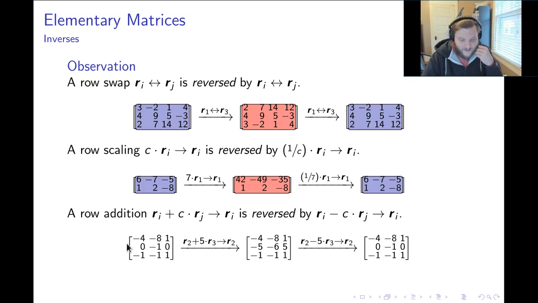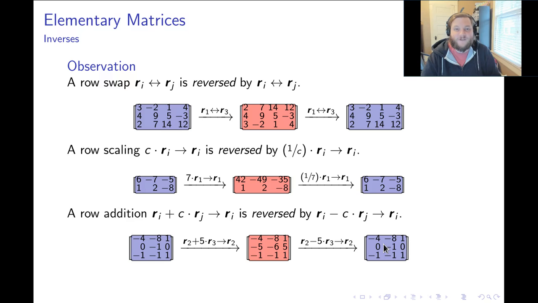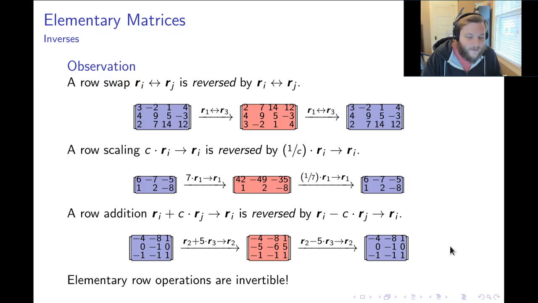So here we have an example of a 3 by 3 matrix, and we perform the operation row 2 plus 5 row 3 goes to row 2, so that changes the second row. But let's say now I regret that decision. What I can do is take the new row 2 and subtract 5 times row 3 from it, and I get back to the original matrix. So the punchline here is that you can always reverse an elementary row operation. And one way to think of this is that elementary row operations are invertible.